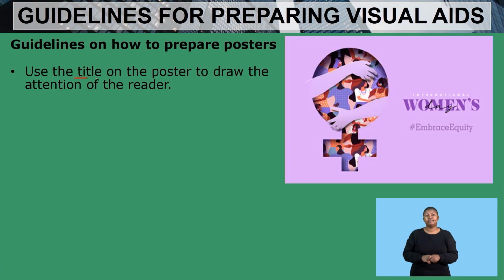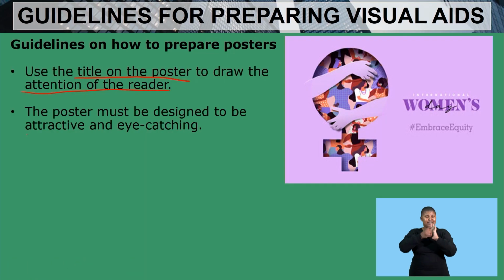Use the title on the poster to draw the attention of the reader. So when you prepare a poster, you need to make sure that you have a big title that is going to attract the attention of the reader. The poster must be designed to be attractive and eye-catching. You would want people to look at your poster, and in order for them to do that, the poster must be attractive so that they can actually read what's written on the poster.